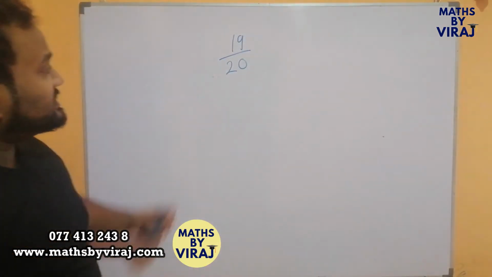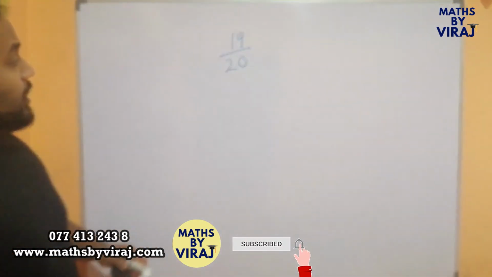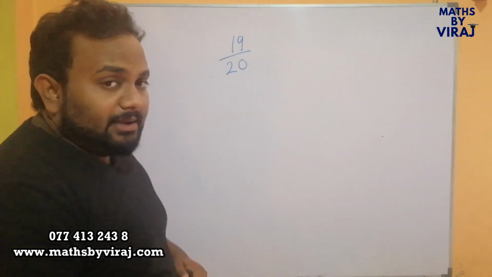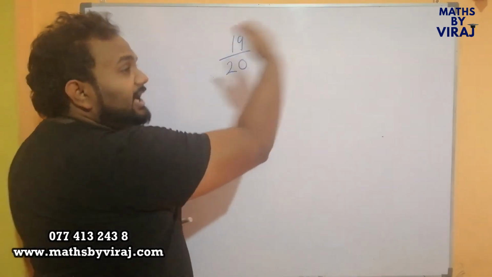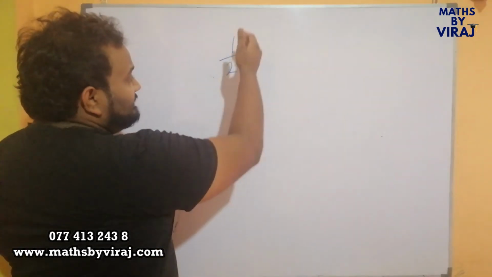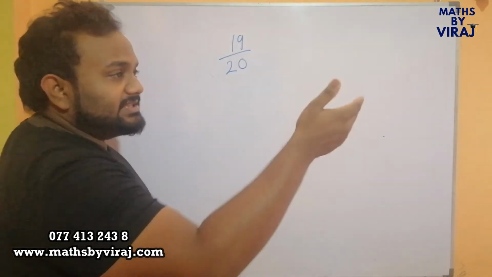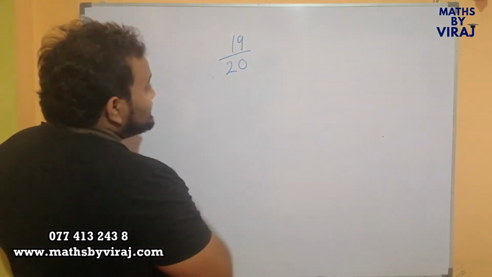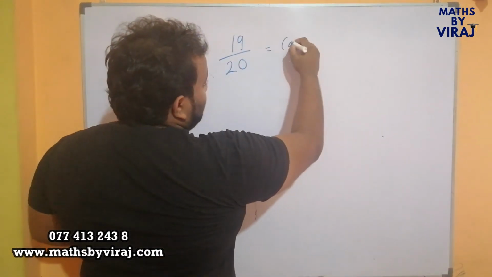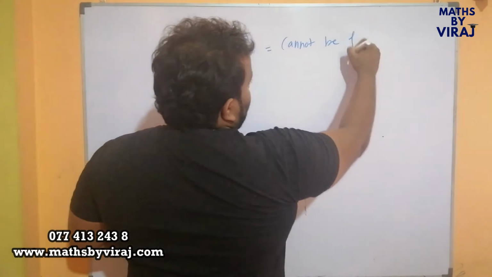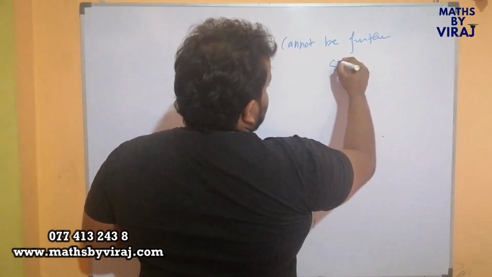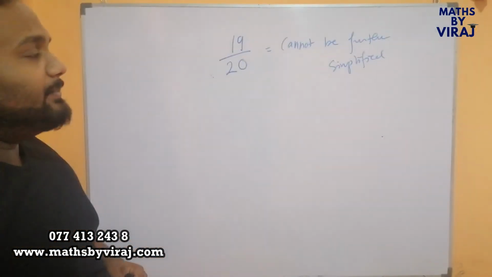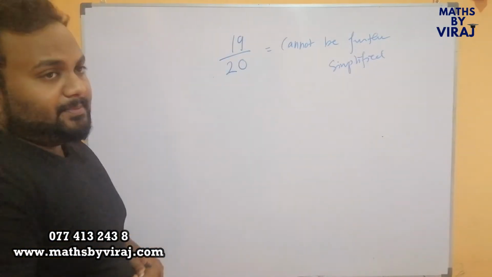Children, if you look at the fraction 19 over 20, 20 can be divided by 2. But 19 being a prime number, we can't divide 19 by any other number. So if you can't divide the numerator and the denominator by the same particular number, you cannot further simplify such fractions. So this is a fraction that cannot be further simplified. Why? There is no single number that divides 19 and 20.